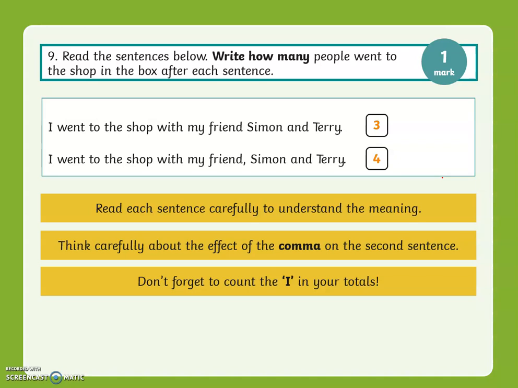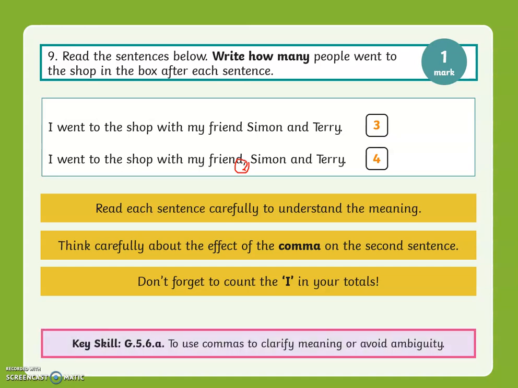"I went to the shop with my friend, Simon and Terry." The comma in this one here lets me know that there is another person. My friend is a different person to Simon. I've not specified his name. So again, that's a Year 5 skill, to make sure that meaning has been clarified. The meaning of your sentence is clear.